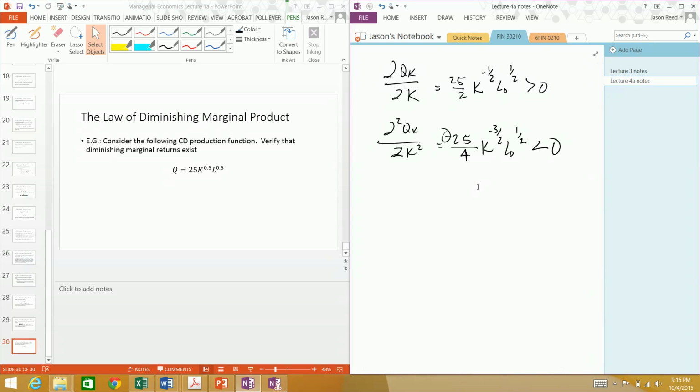So next podcast, we'll be looking more in depth at the production function and a little bit more of the features that define this function for us.